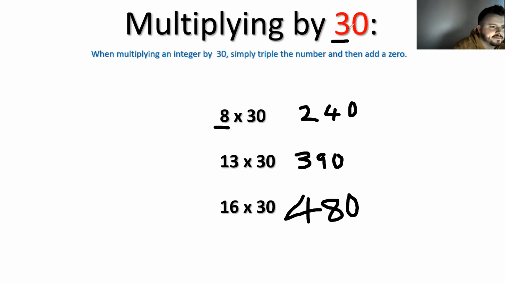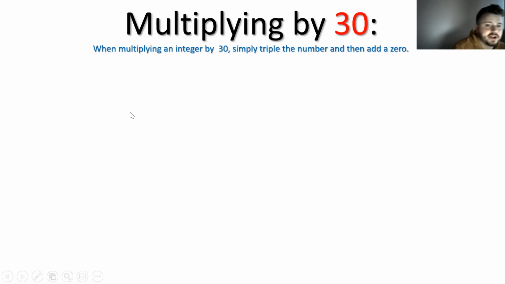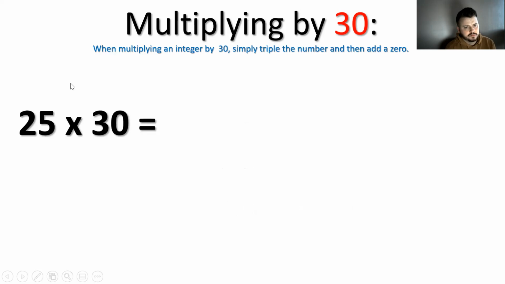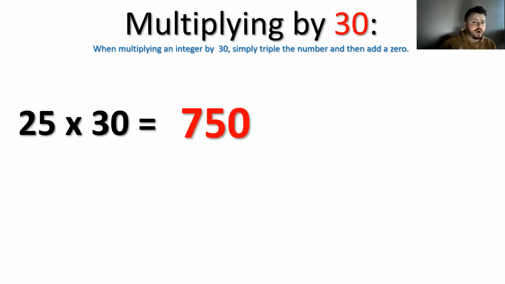So your turn. Okay, let's have 10 seconds to answer these questions. So first question is coming up in 3, 2, 1. The answer is 750. 25 multiplied by 3 is 75, or triple 25, 75. Add the 0, 750. Next question.